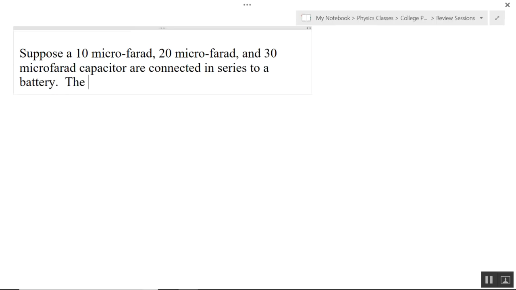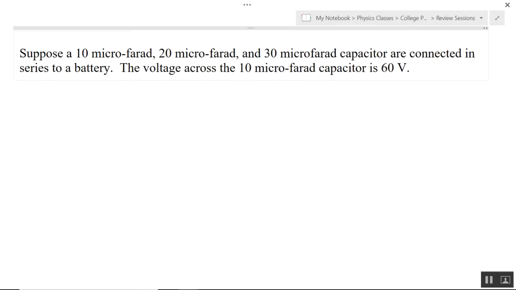All right, so the voltage across the 10 microfarad capacitor is, I'm going to make it 60 volts just to make it something. So eventually we get to the dielectrics and disconnecting batteries. Before we do that, what is the voltage across the other two capacitors first?